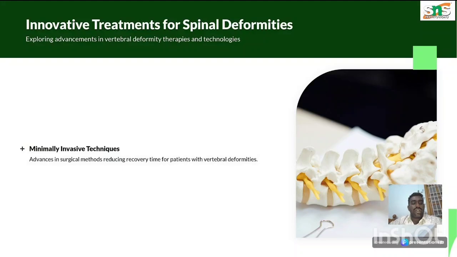Innovative treatments are advanced surgical methods reducing recovery time for patients with vertebral deformity. There is no time to elaborate on the surgical methods. It is pretty normal to suggest surgery for grade 4 patients.